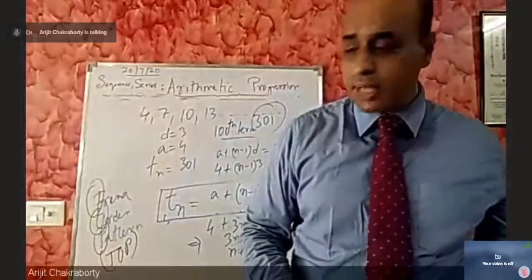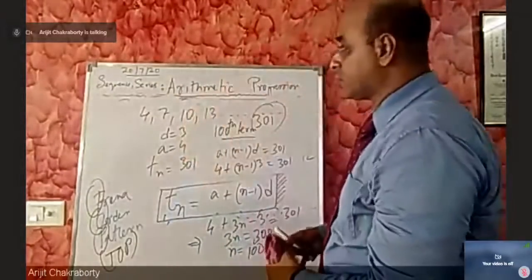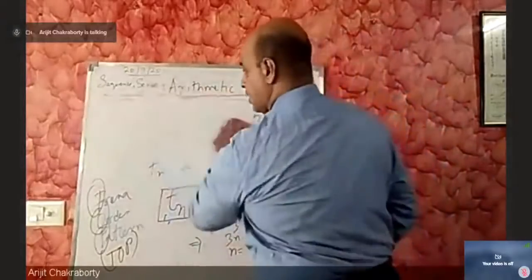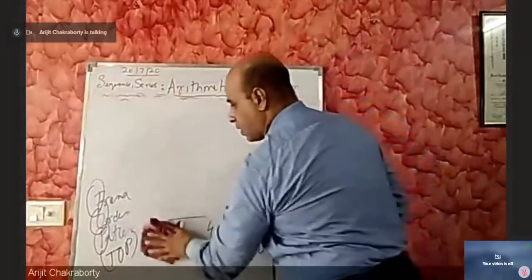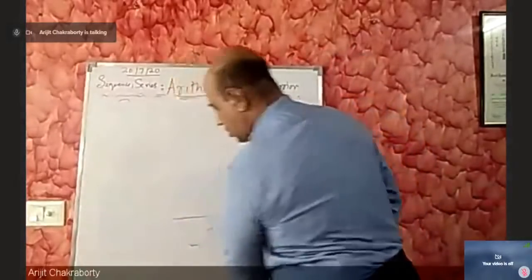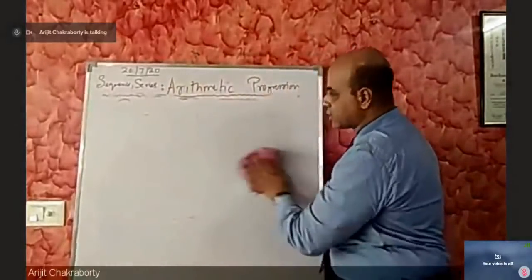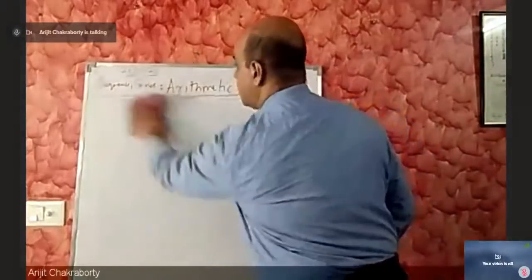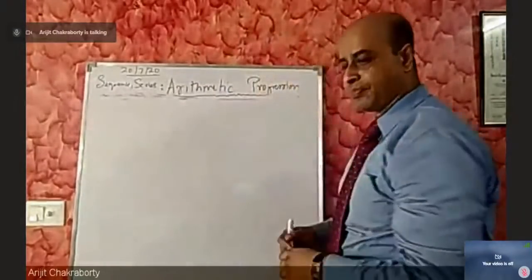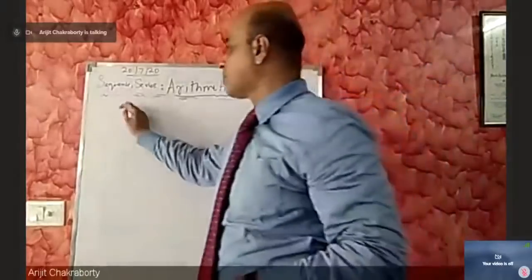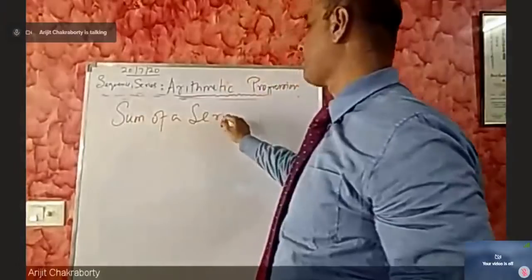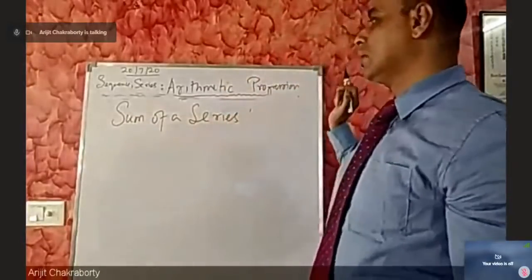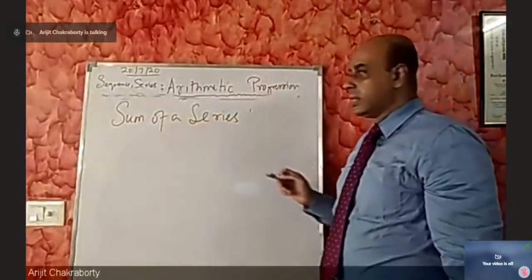Now we go to the second formula, and we look at the sum. What is the sum of the sequence? Now we look at the second formula. I rub out this part. You have noted the first formula. Now we go to the summation formula, the sum of a series.